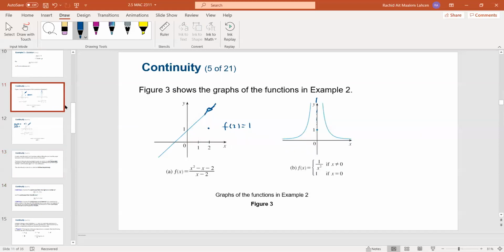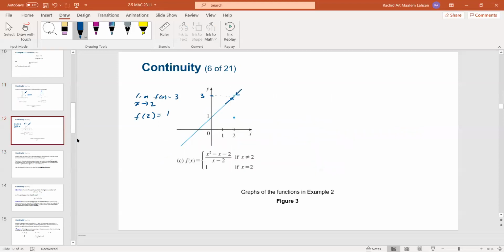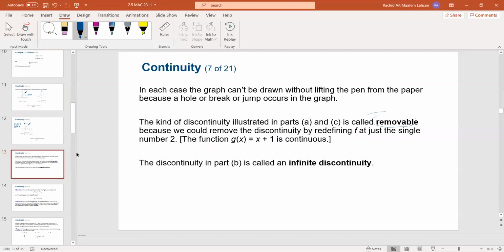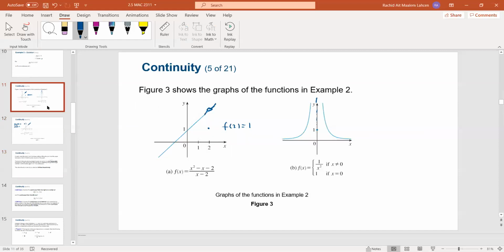And part C, yeah, part C, similar thing. All right. And part B is called infinite discontinuity, of course, because it's going to infinity there.